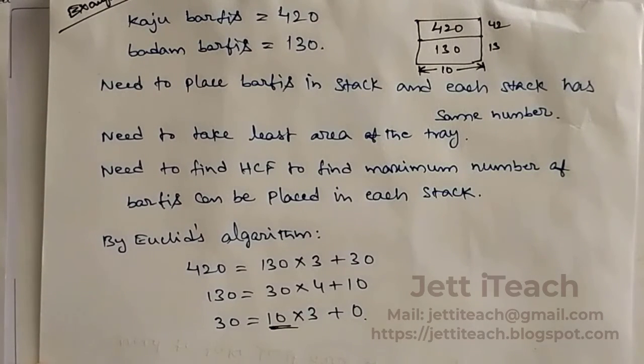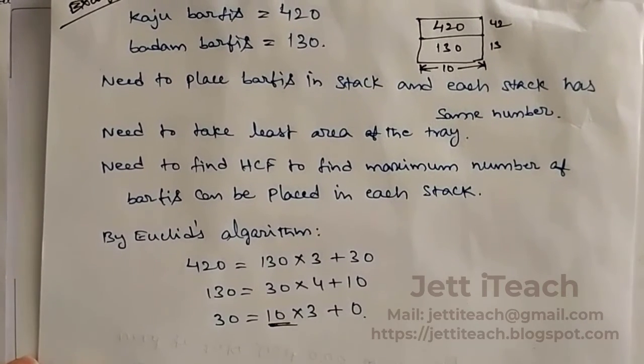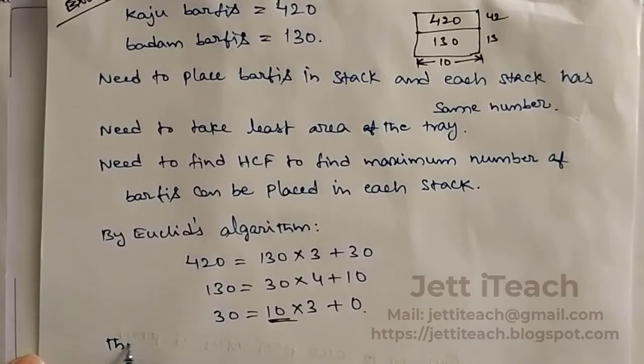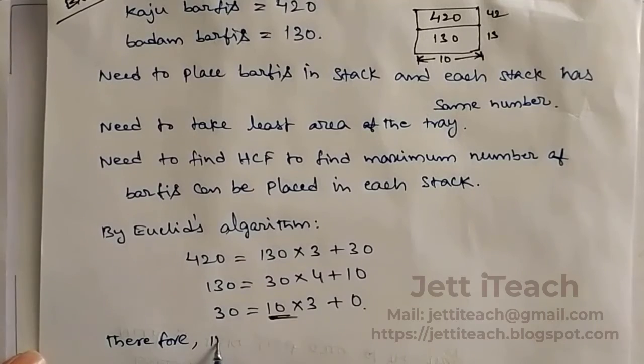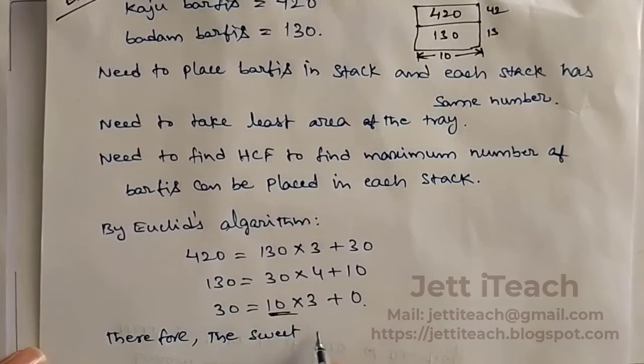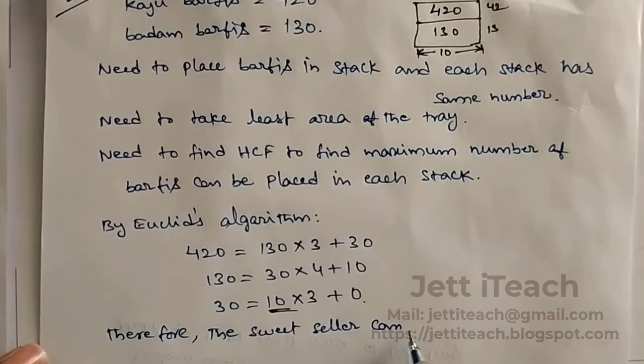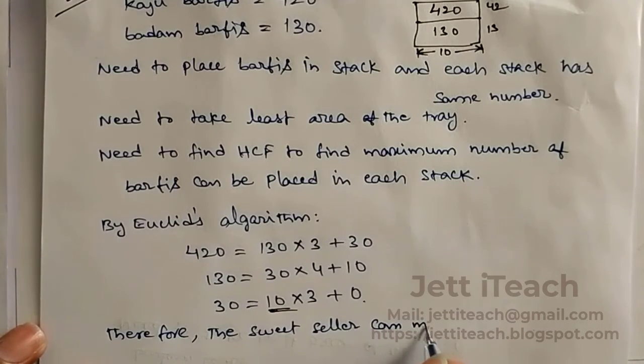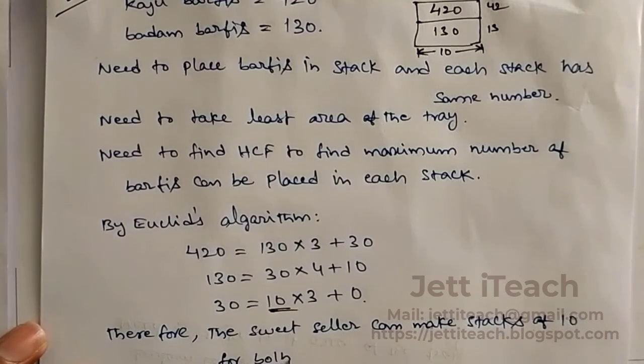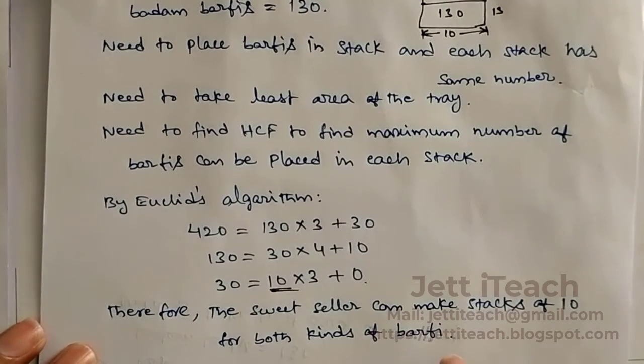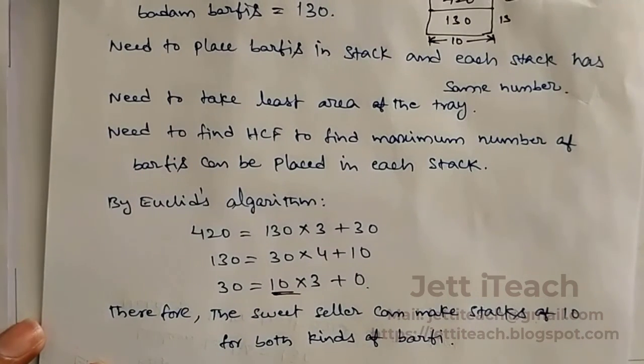So we will write a closing statement. Therefore, the sweet seller can make stacks of 10 for both kinds of burfis.